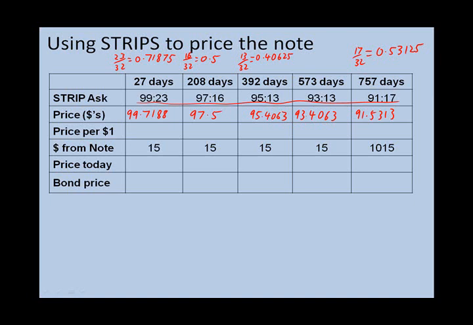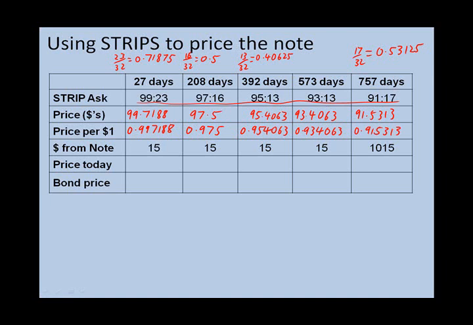The price per dollar is just going to be, we divide by 100. So we get 0.99718 for 27 days. We get 0.975 for 208 days. We get 0.954063 for 392 days. For 573 days, we get 0.934063. And for 557 days, we get 0.915313. We're now ready to price the note.